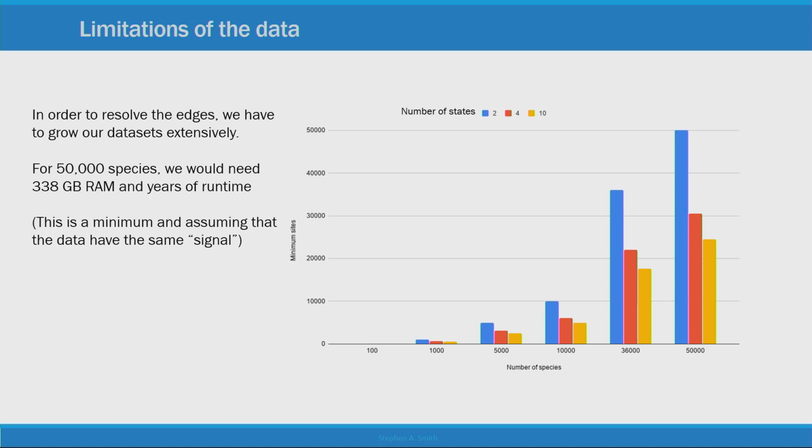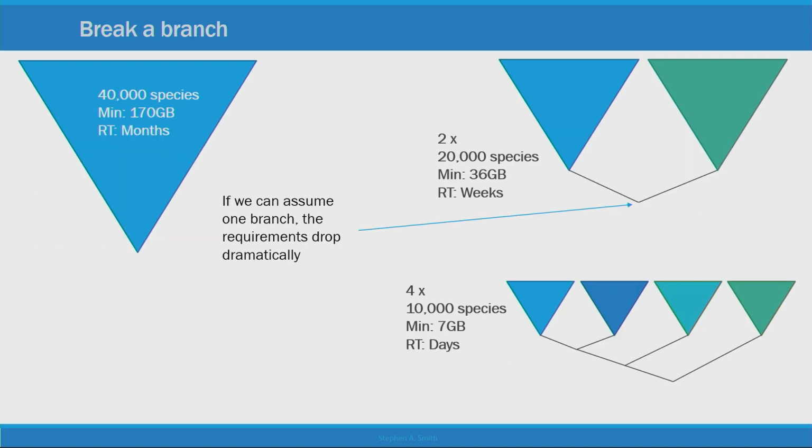So the big breakthrough, which doesn't seem like much of a breakthrough, is that we can use divide and conquer to do this in a significantly more feasible way. So if we had 40,000 species, then the minimum amount of data that we would be required to have is about 170 gigabytes of data, and the runtime of this would be in months.